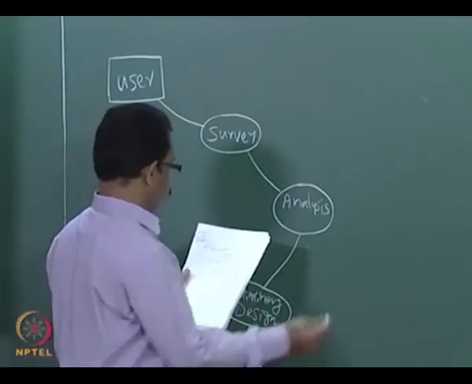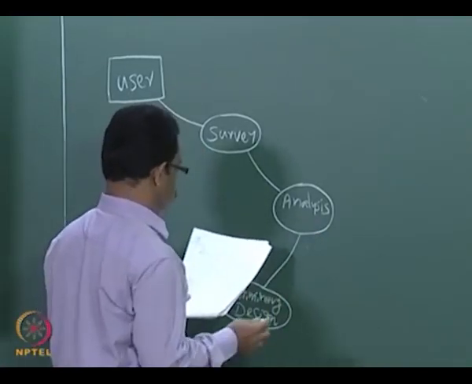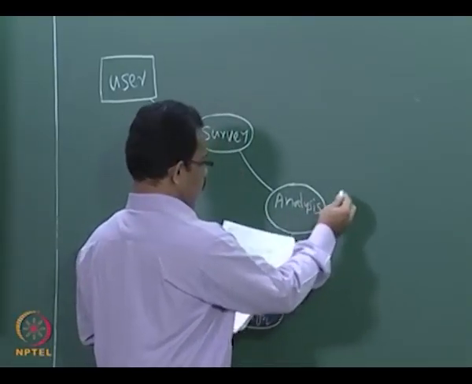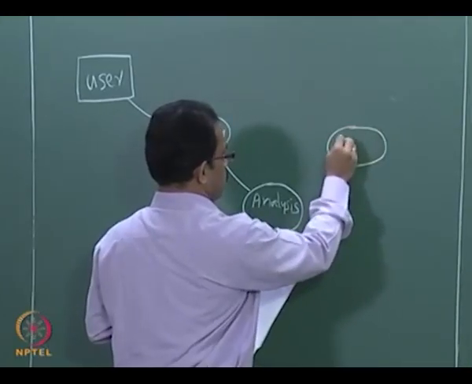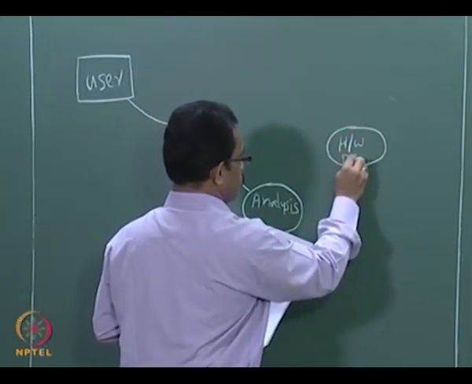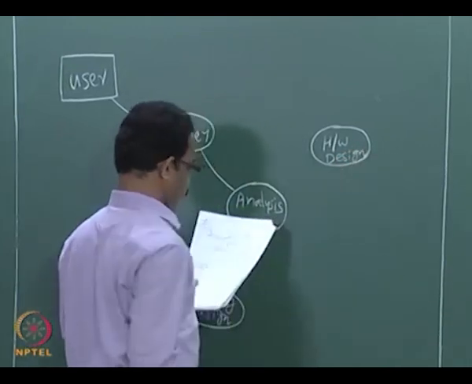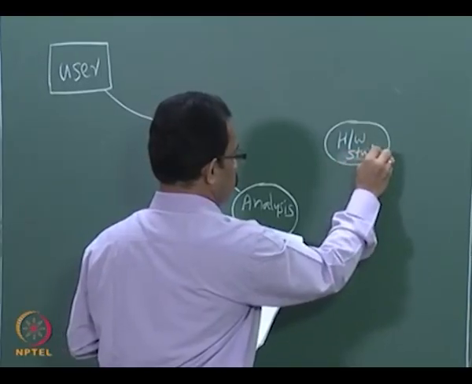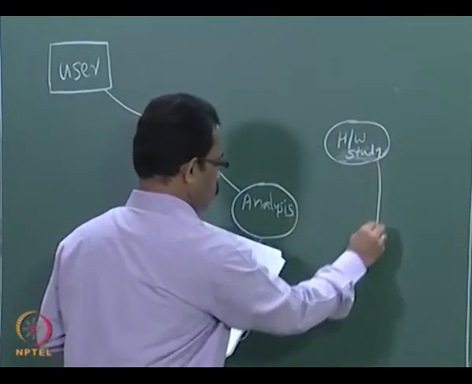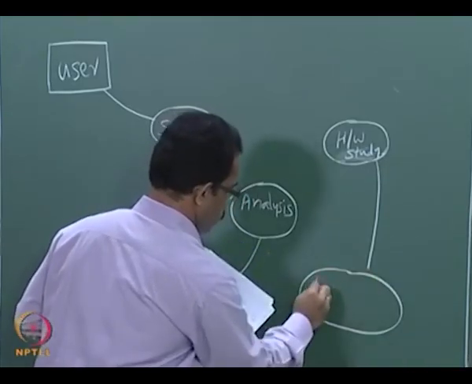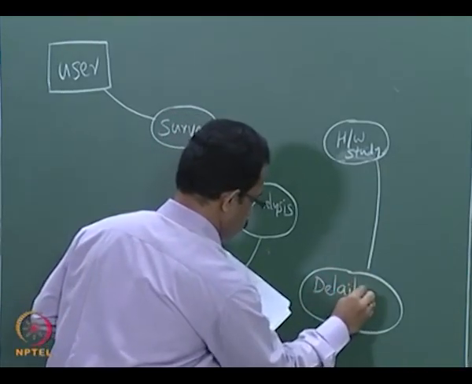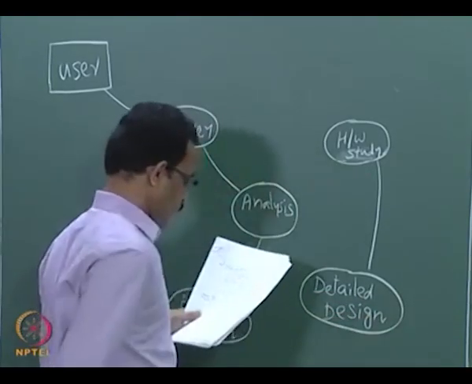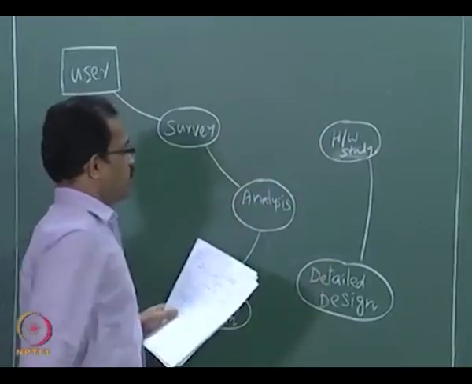I am just writing all the processes first, then we will look at the database and other transactions of the data. And once you have this preliminary design, then there will be a strategy for the design of the hardware. So there will be a hardware design or hardware study, to study the possible hardware solutions. Then we will go for the detailed design of the system. So these are the main processes involved in the design.